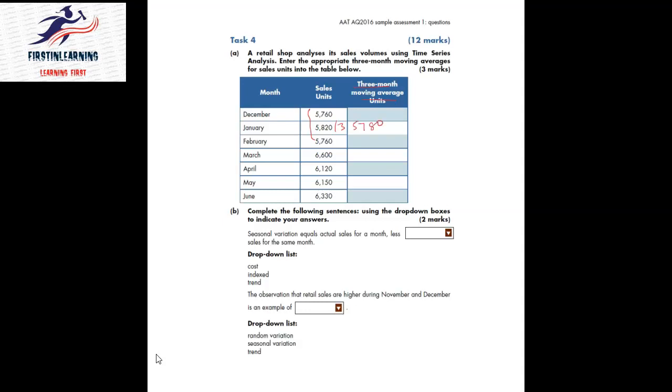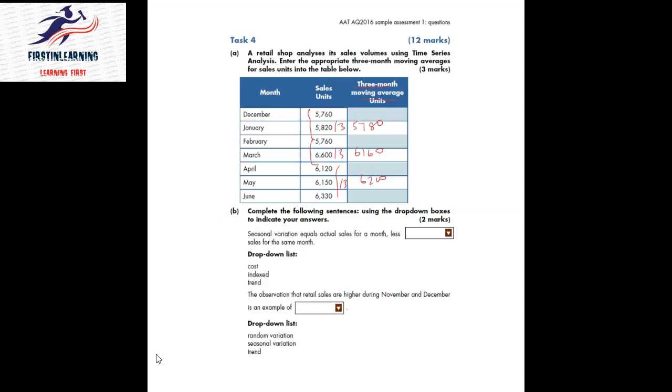After that you do the same way, add these 3, divide by 3. So 5760 plus 6600 plus 6120 divided by 3, that will give you 6160. And if you do these 3 divided by 3, that will give you 6200. So this is the moving average. 3 months is very easy and straightforward. That should be easy for everyone.